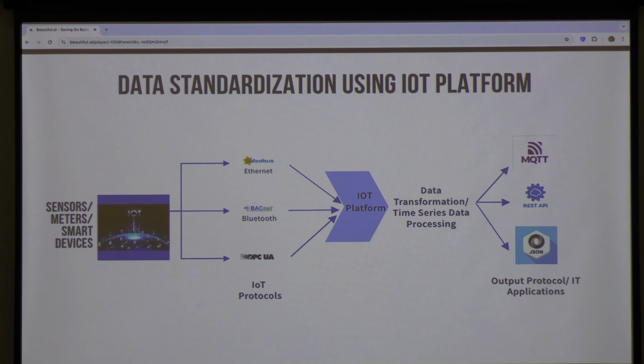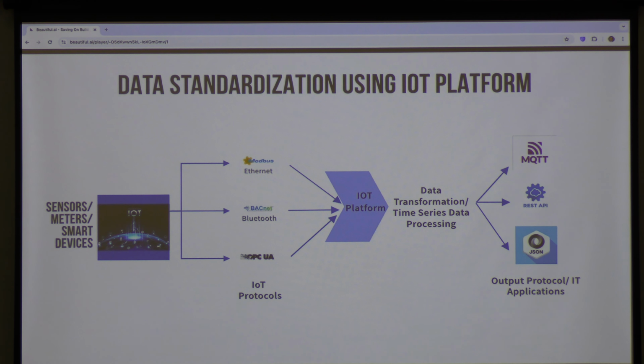So there is a solution for it, which we call IoT platforms. It's Internet of Things platform. If you have IoT sensors, then you cannot ignore an IoT platform. What it does is, it takes all those sensors, meters, and smart devices, which could be any of these protocols.